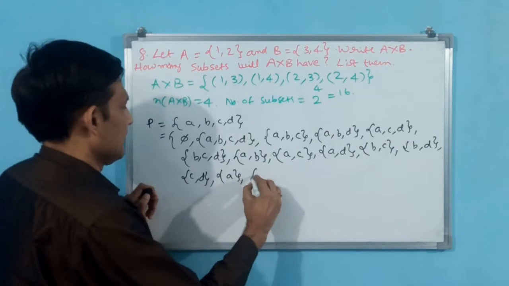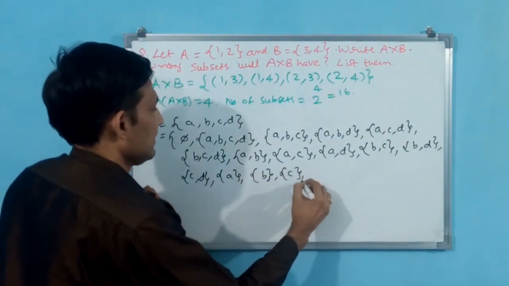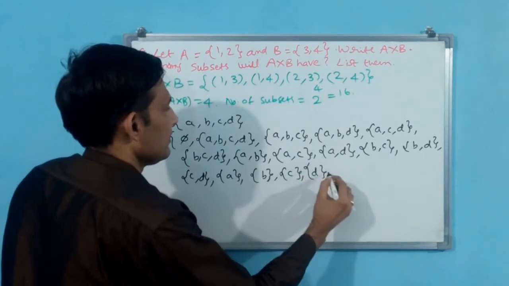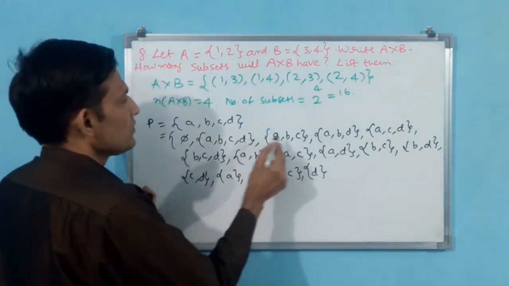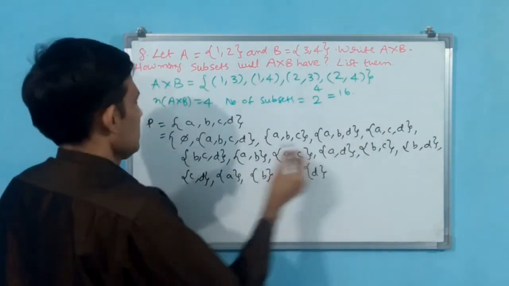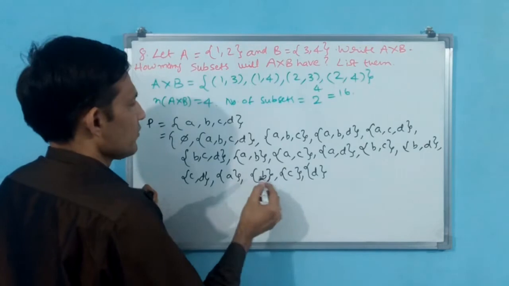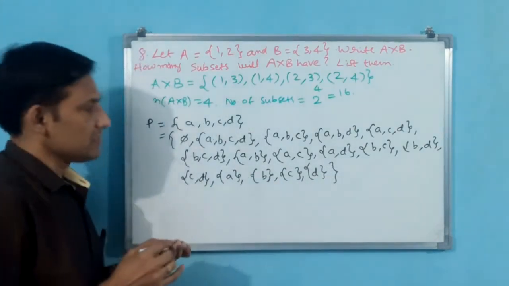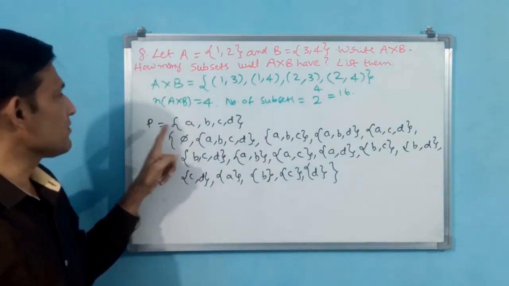A, B, C, D. Total 16 have to come. 1, 2, 3, 4, 5, 6, 7, 8, 9, 10, 11, 12, 13, 14, 15, 16. Okay. This is the list. This is the list for P equal to A, B, C, D.